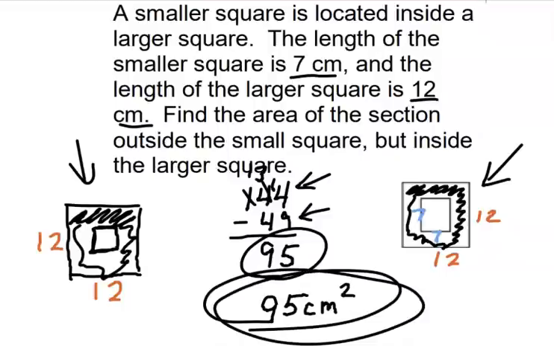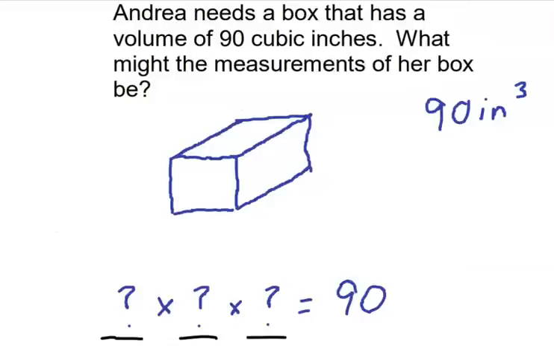Okay, so that's how we would find that one. We would find the area of the bigger one, the area of the smaller one, subtract it out, and that's going to give us this leftover space right here that's in between the two squares. So 95 centimeters squared. Andrea needs a box that has a volume of 90 cubic inches.